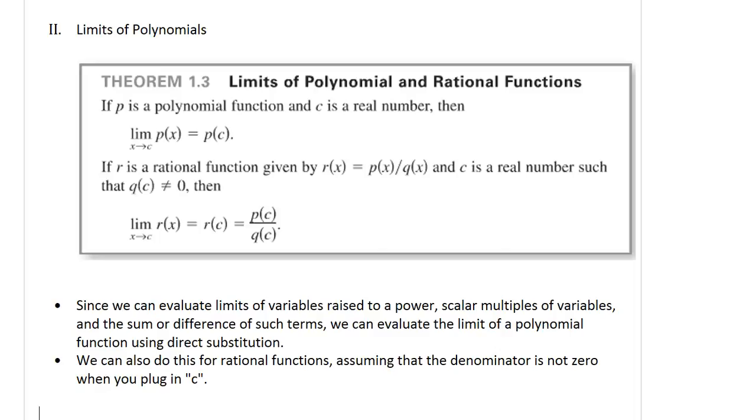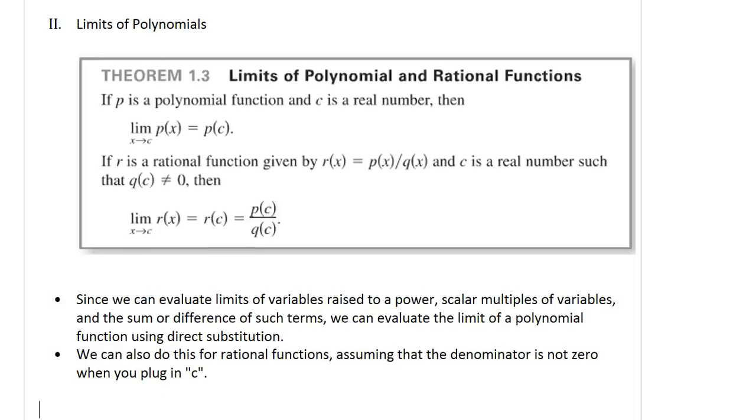It says if p is a polynomial function and c is a real number, then the limit as x approaches c of p of x equals p of c. So you can just plug c directly into that polynomial. And because a rational function is just the quotient of two polynomial functions, if r is a rational function given by r of x equals p of x over q of x, and c is a real number such that q of c is not equal to 0, we can also evaluate the limit as x approaches c of r of x by just plugging in c into that function.